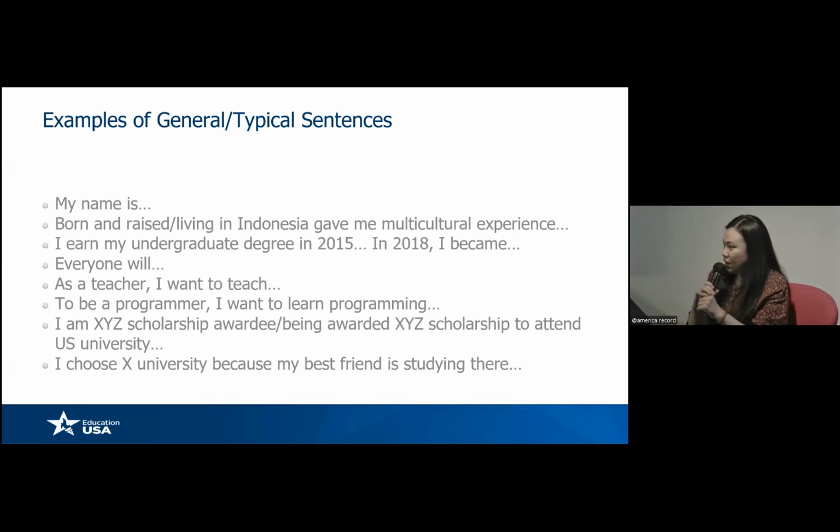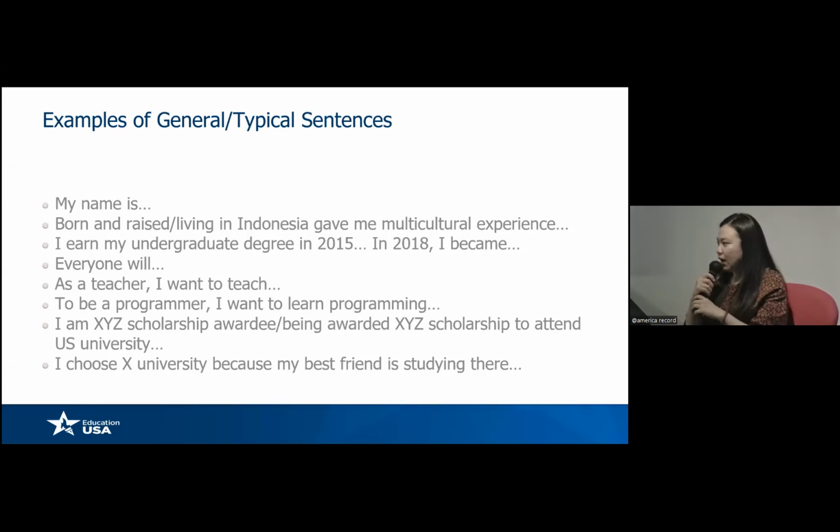Okay. All right. So these are examples of general or typical sentences that I mentioned to you. If you start with "my name is, I was born in this and that," and then "born and raised or living in Indonesia gave me multicultural experience." The problem with the second one is that being born and raised or living in Indonesia is not guaranteed to give you multicultural experience, right? It's not a guarantee. So if you put it there, just because you were born and raised in Indonesia, then you have that, it's not going to convince them.